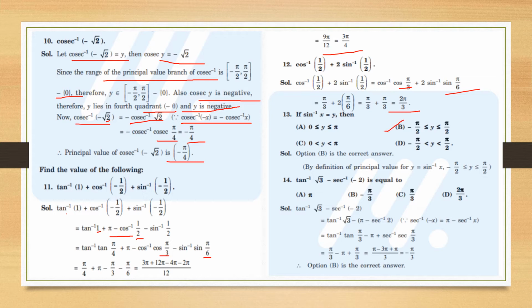Number 14 is tan inverse root 3 minus secant inverse minus 2 is equal to, and out of these four you have to pick up the correct answer. So let's start with it. Tan inverse root 3 minus secant inverse minus 2.